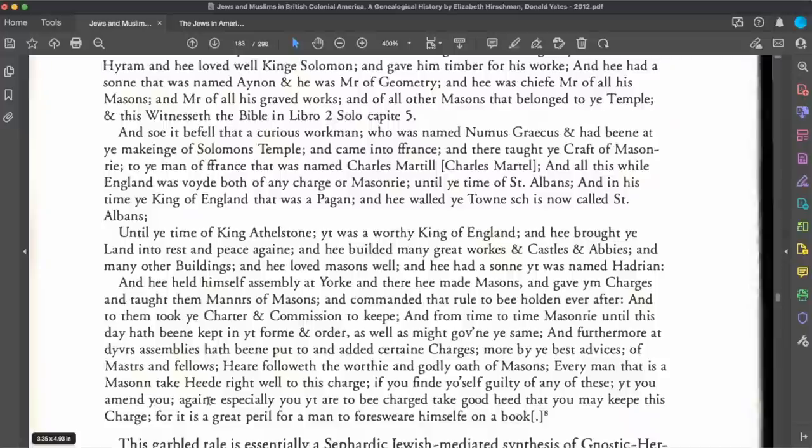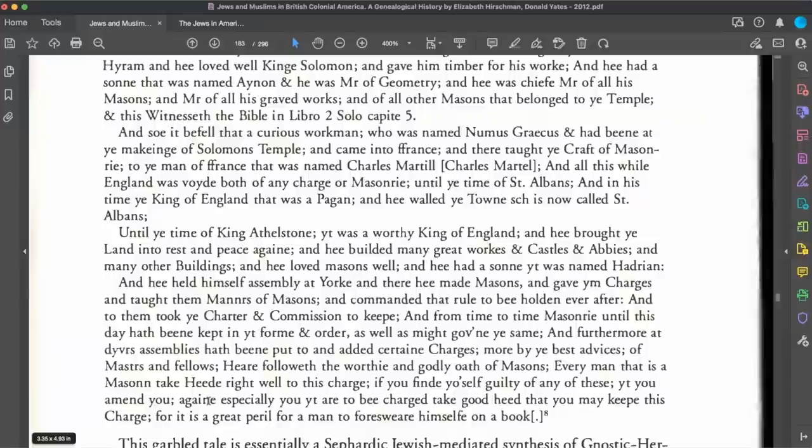son that was named Hadrian, and he held an assembly at York, and there he made masons and gave them charges and taught them the manners of masons and commanded that rule to be holden ever after. And to them he gave a charter and commission to keep, and from time to time Masonry until this day has been kept in that form and order, as well as might govern the same. And furthermore, at diverse assemblies certain charges had been added, by the best advice of masters and fellows. Here follow the worthy and godly oaths of Masons.